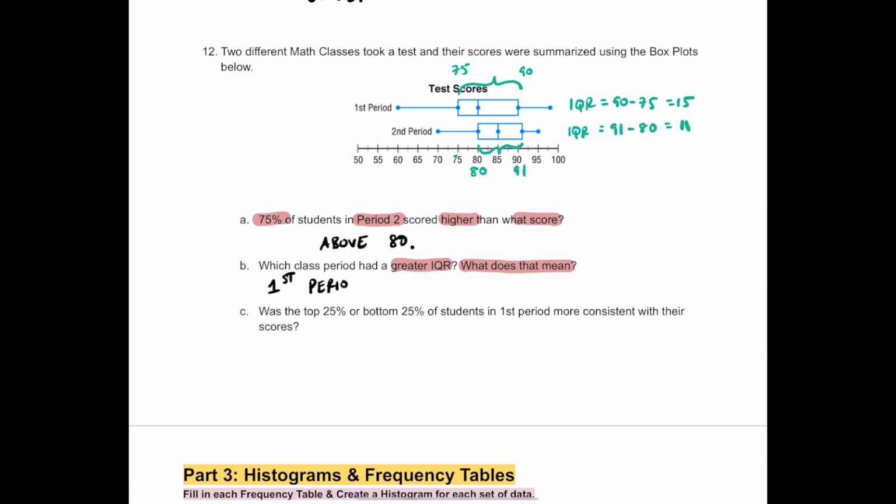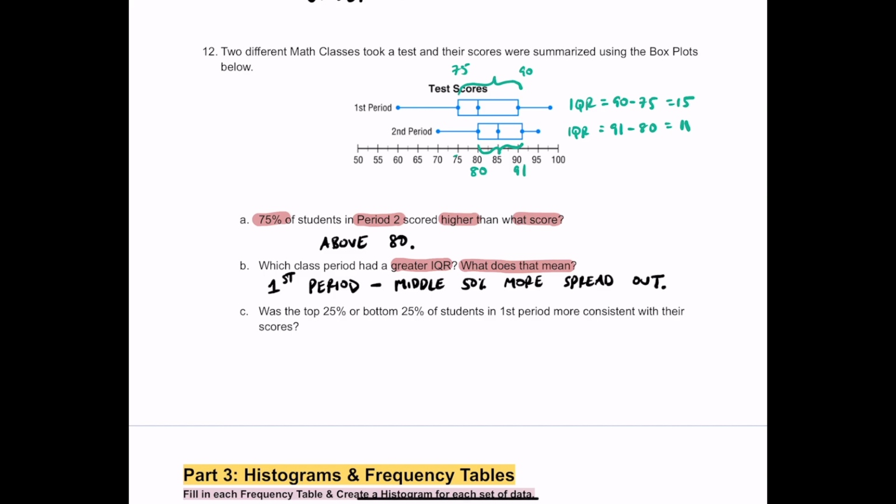First period definitely has a greater IQR, and it just means that the middle 50% was more spread out. There was greater variability. Spread ends with a D. Okay, that's really what that means.